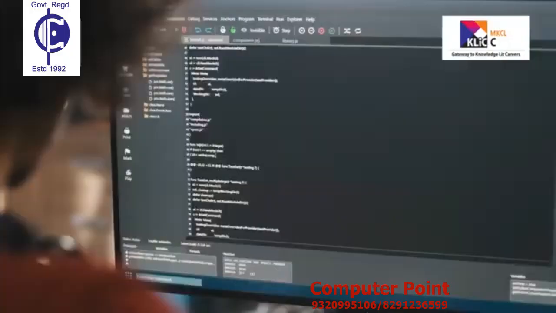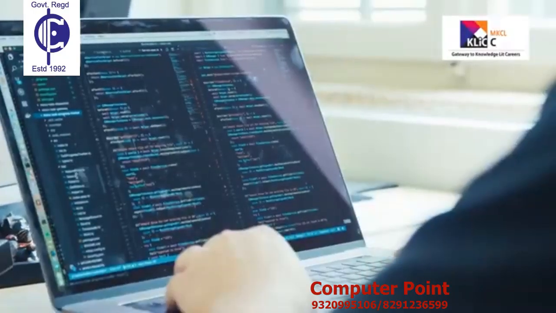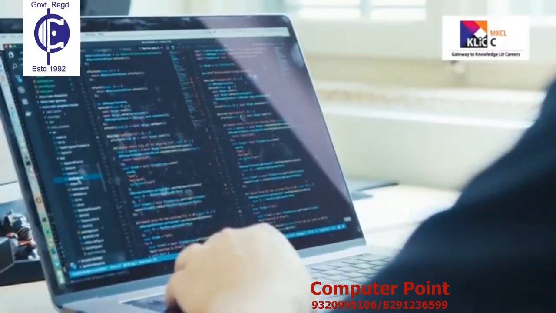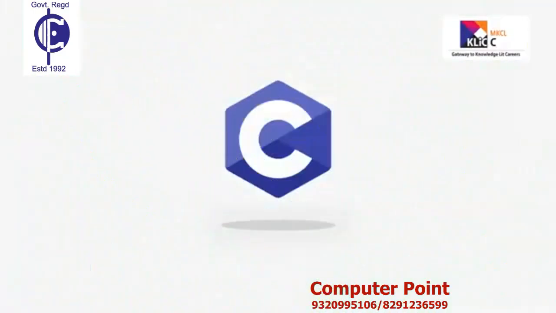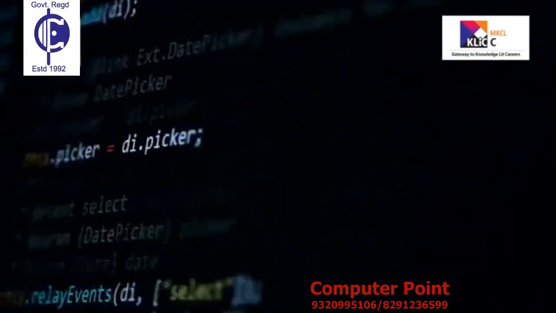Do you want to build your career in programming? Learn the C programming language and be ready to start your career in computer programming. C is one of the most widely used and user-friendly programming languages. It is faster than any other programming language. If you learn C, learning C++ becomes easier.